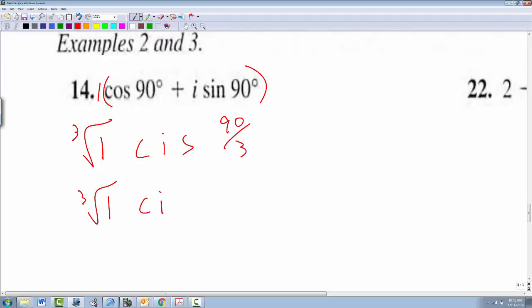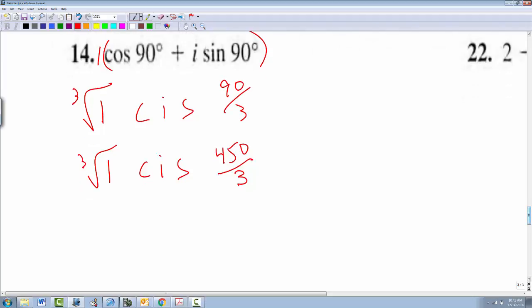And this is why I gave you that one little thing that I did. Take 90 and add 360 to it. What is that? 450. Then divide it by 3. But how many cube roots are there supposed to be? 3. So I need one more. Take 450 and add 360. 810. And divide that by 3. All right?